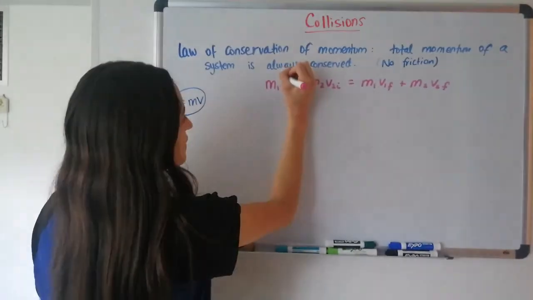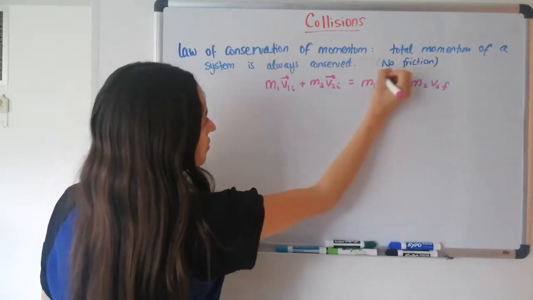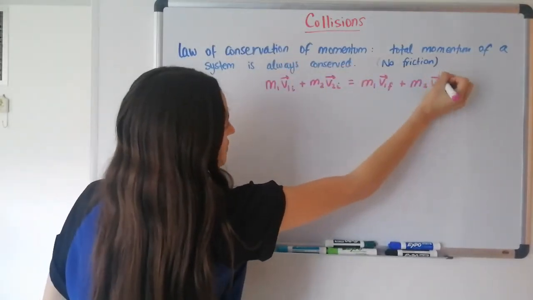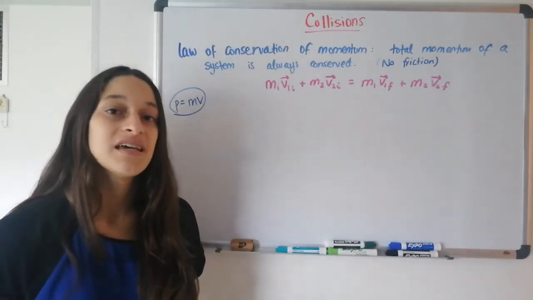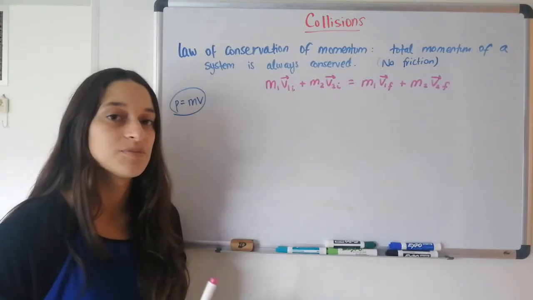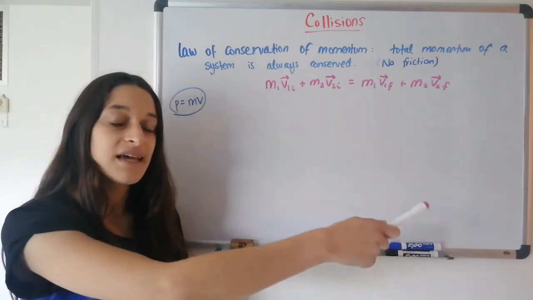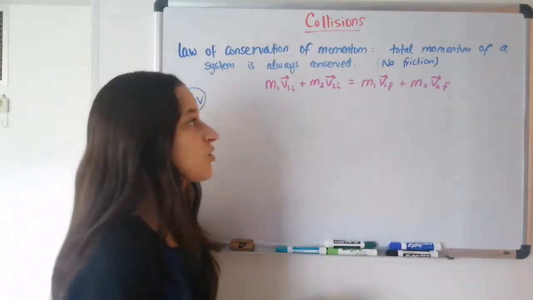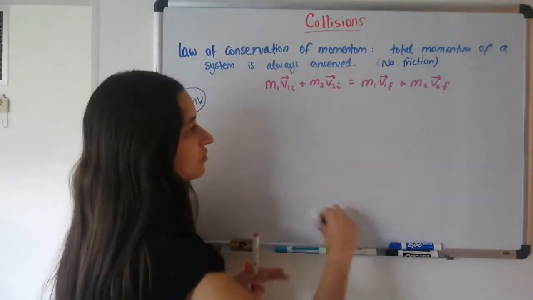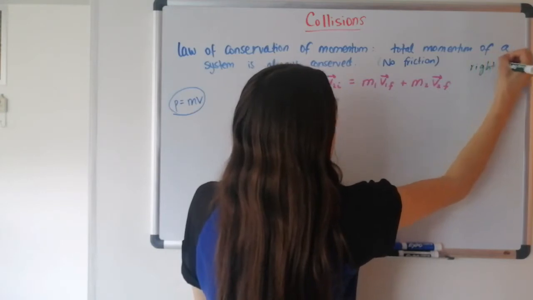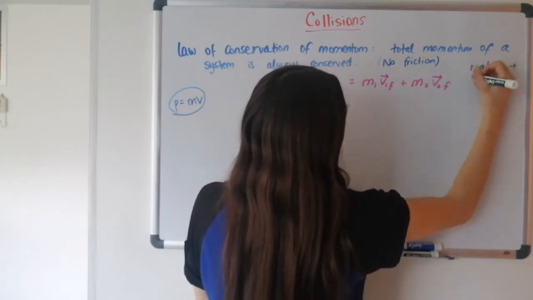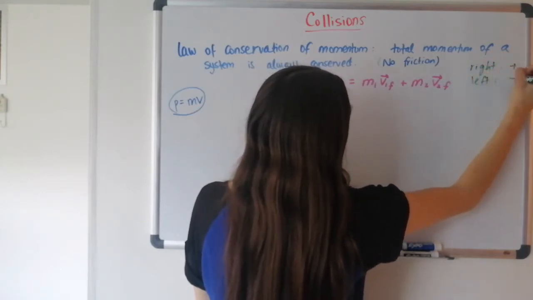So actually, these all have a direction. So these are velocities instead of speeds. And the way in which we're going to take into account the vectors is that the velocity is going to be positive if it goes to the right and negative if it goes to the left. So I'm going to make sure you guys have that over here. So to the right is positive and to the left is negative.